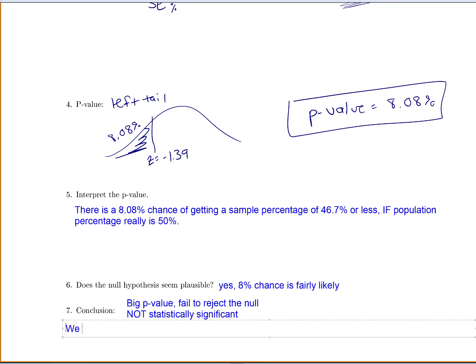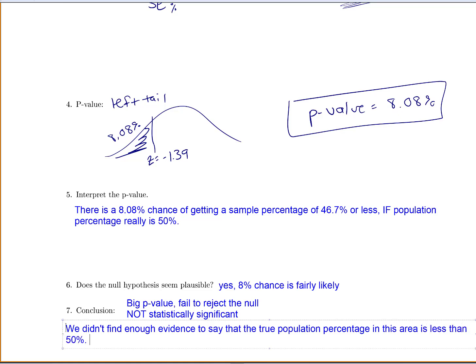And our final conclusion would be that we just didn't find enough evidence to say that the true population percentage in this area is less than 50%. Maybe it is, but we don't really have enough evidence to say that.